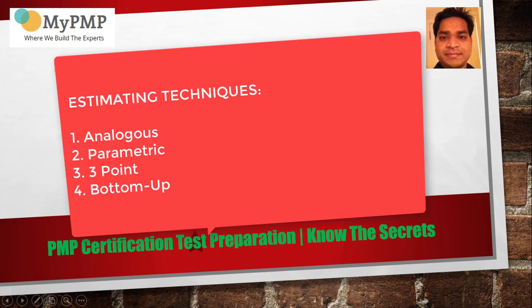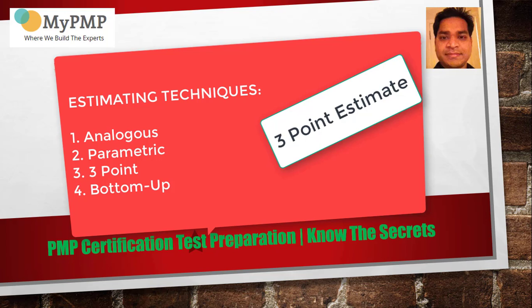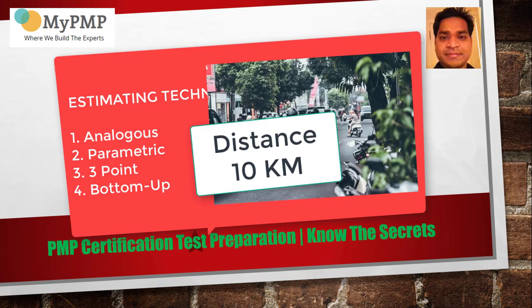The third one is the 3-point estimate, and this is exactly what is being asked in the question. In the 3-point estimate, you will be given 3 scenarios. One of them is the worst case scenario. Let's say you are going from your home to your office, it's a 10 kilometer distance, and you are going by motorcycle.